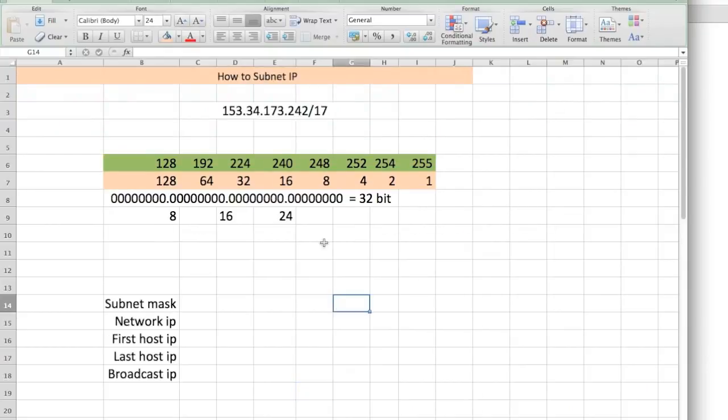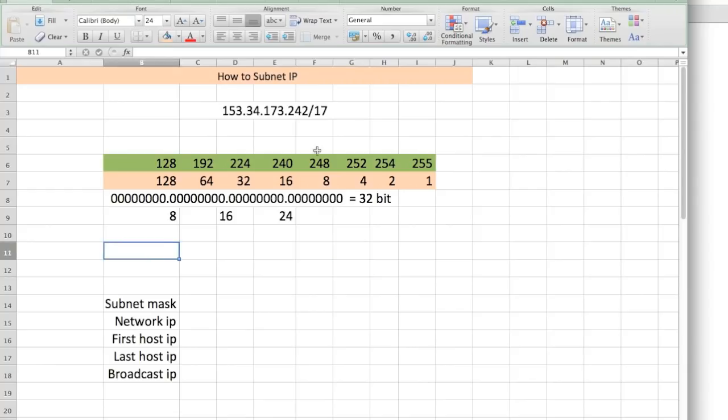Okay, so we're going to do this IP. It's 153.34.173.242. Okay. Now, the method that I used will work for every single IP, okay? So there's nothing to be afraid of if it's a bigger number or a smaller number. So we're going to do the same thing.